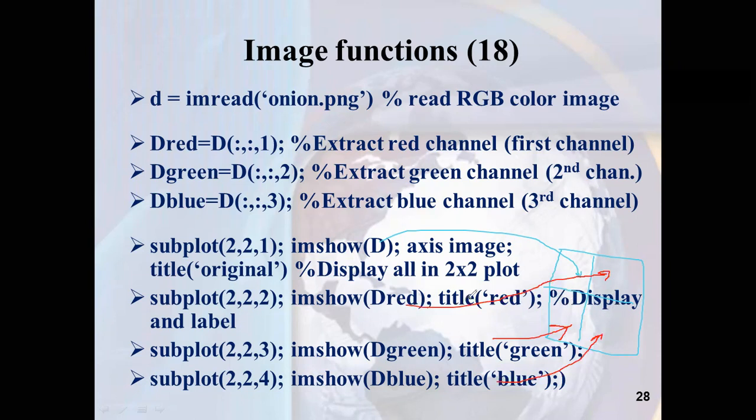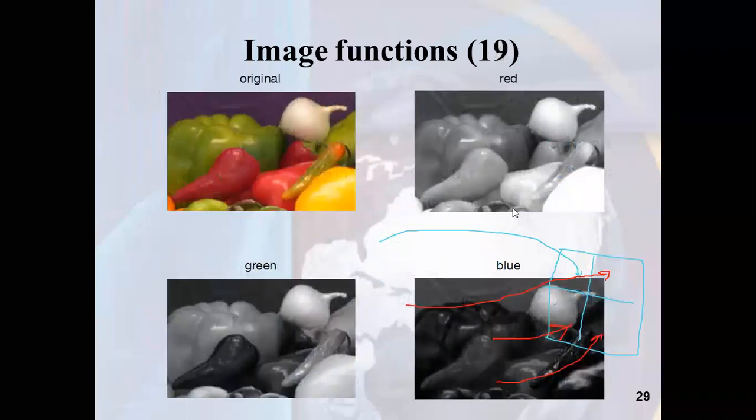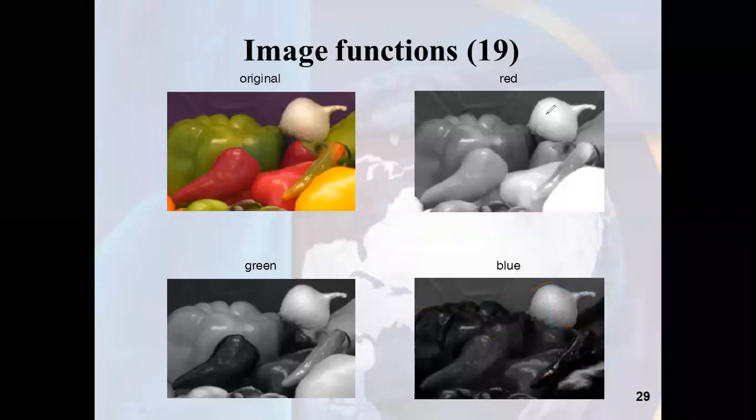Okay? And these are the obtained images. This is the original, as we said. This is 2 by 2. This is red, green, blue as titles. And here we have the red channel, the green channel, and the blue channel. Okay.